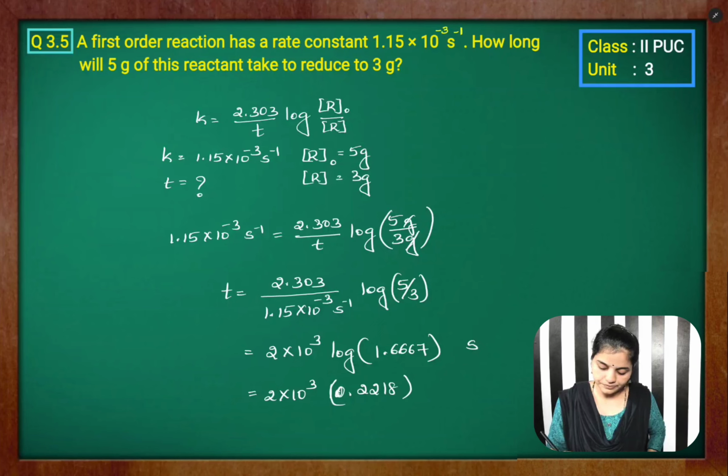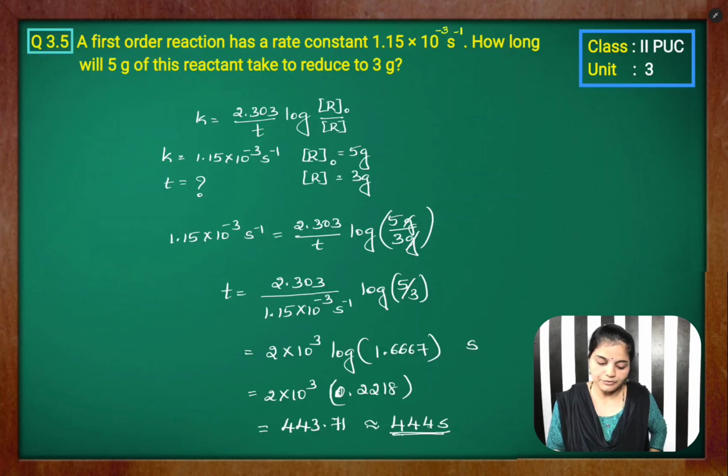0.2218. So multiplying this with 2 into 10 to the power 3, we get the answer as 443.71. So this approximately we can consider as 444 seconds. So therefore, the time required for the reactant to reduce from 5 gram to 3 gram is 444 seconds.